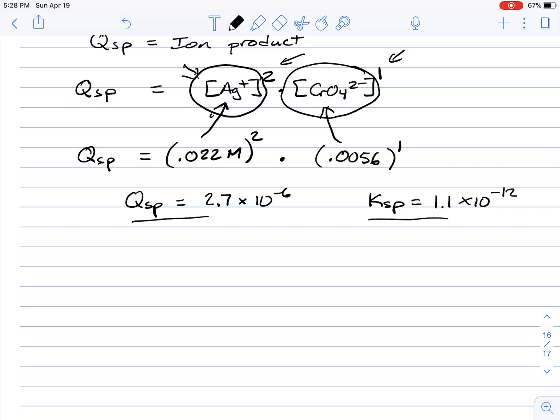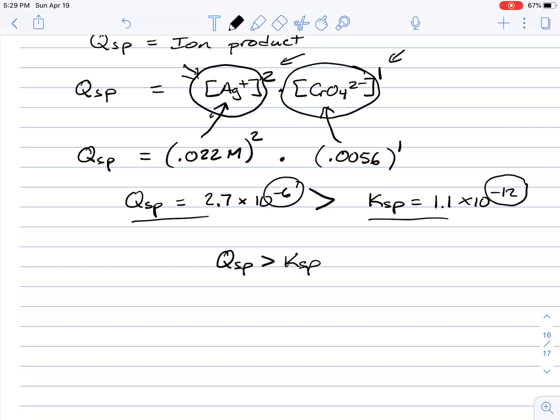So we're going to have to look at the value that's a lot larger. And which value is larger? Okay, so if you said Qsp is larger than Ksp, then you guys are correct. And so times 10 to the negative 6 is closer to 0, so therefore it's a larger number compared to negative 12. And so Qsp is greater than Ksp.